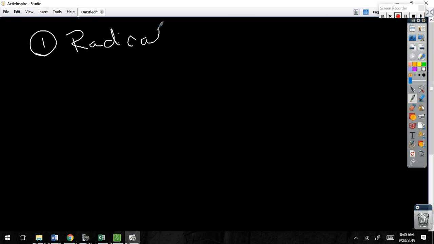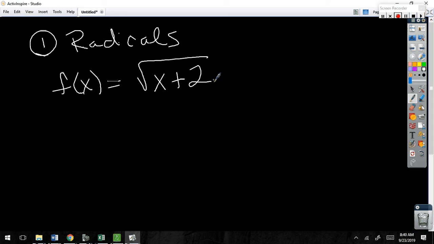Radicals. If I have f of x equals the square root of x plus 2, and I'm asked to find the domain and range of this function, how do I know it's a function? f of x tells me it's a function. I don't even have to check, because if it tells me f of x, I know it's a function. If I graph it, it'll pass the vertical line test.